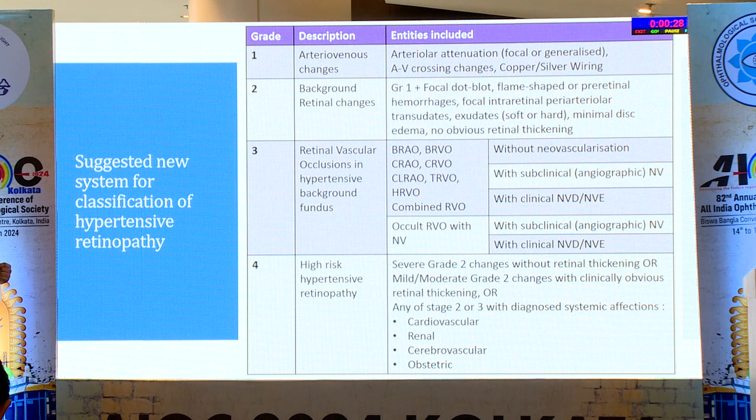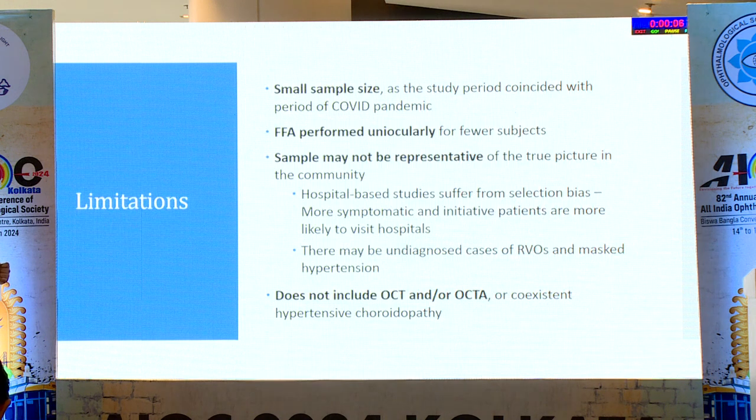without obvious neovascularization, with subclinical angiographically detected neovascularization, and with clinical NVD or NVE with the same definitions as is consistent with the routine definition of NVD and NVE. And then you have occult RVOs with neovascularization. High-risk hypertensive retinopathy is when all of this is very severe and associated with systemic complications. This study is not without limitations, especially because it has a very small sample size and FFA is performed uniocularly.